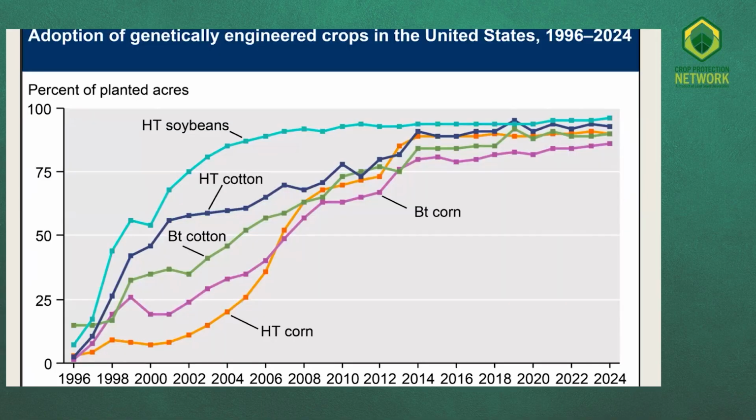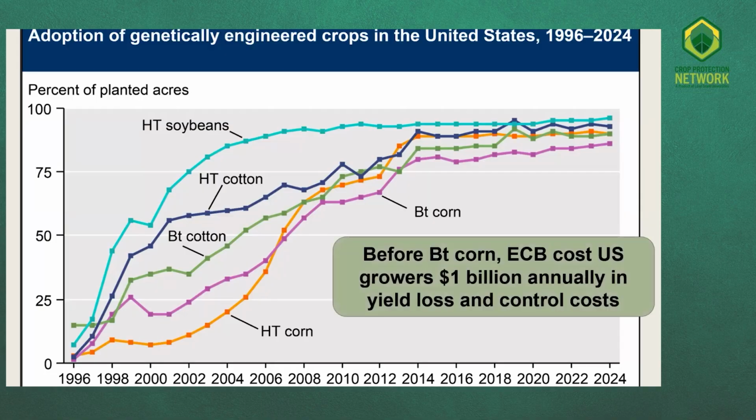Since that technology was commercialized back in 1996, it's been widely adopted in North America. Both in Canada and the US, about 85% of our corn nowadays contains Bt proteins that target corn borer. Before Bt corn was available to growers, European corn borer management cost about $1 billion a year for growers in North America based on yield losses and the cost to control them.